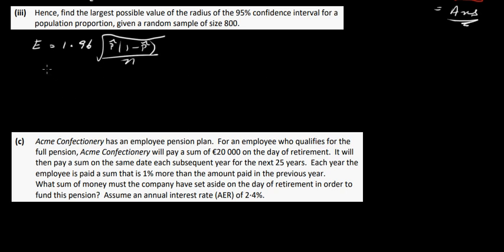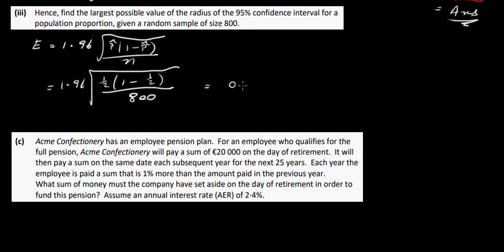Now in our particular case we want to find the largest possible value for this margin of error. So it's going to be 1.96 times the square root of, now we want the largest possible value for our standard error, so we know that that's maximized at a half when p hat is a half. So a half times 1 minus a half, divided by, now our sample size is 800. When you work this out you will get 0.034648 and so on, 228.